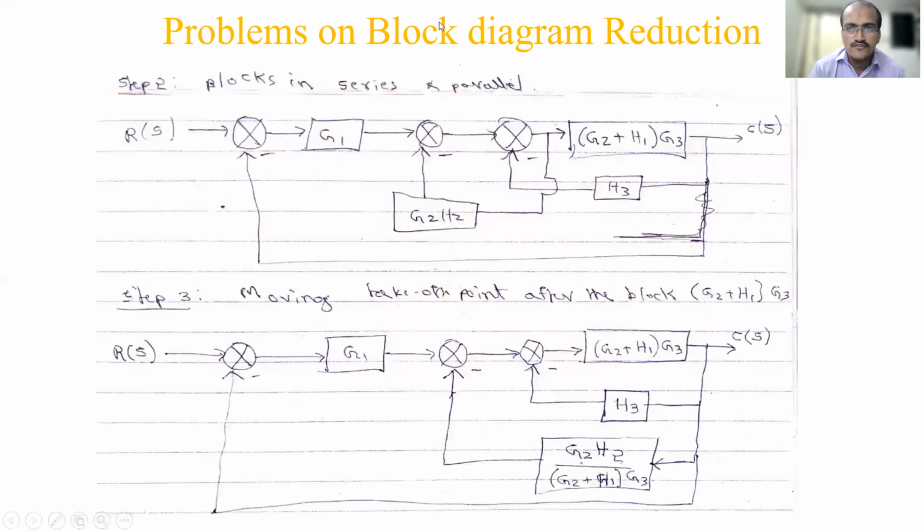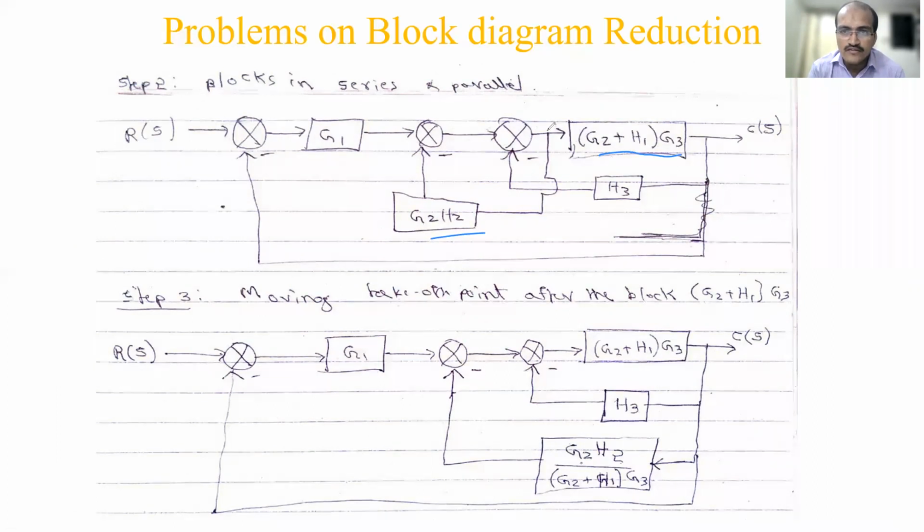So these are two changes you are seeing in this step 2. G2 into H2, and here G2 plus H1 into G3. So what can you do next? You have to look for series parallel. No, nothing is there. Is there any minor feedback loop? You are not getting one, but you have to make it one feedback loop.